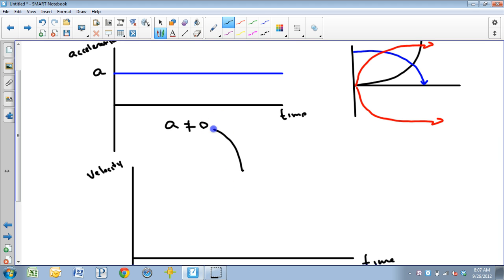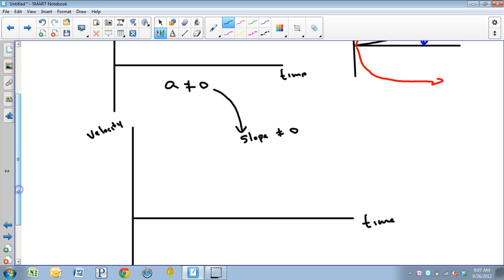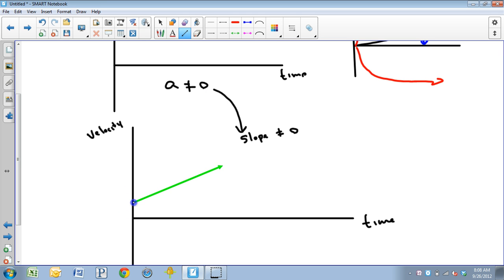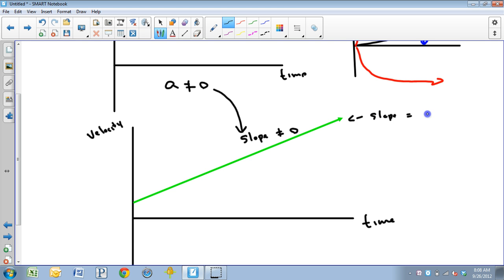Hopefully you translated this acceleration being non-zero into the fact that the slope of the velocity graph is non-zero. Now, the slope of the velocity graph being non-zero means that we have not a straight line, but a diagonal line. And for interest's sake, we're going to say what happens if we start off at some initial velocity and have a diagonal line that goes up like this. So we'll say that the slope of this line is equal to acceleration. Slope is equal to A.